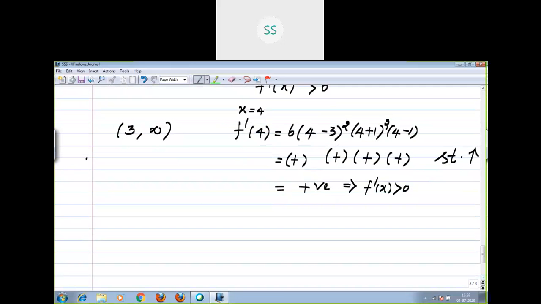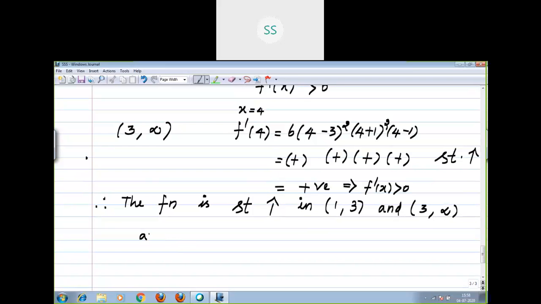Therefore, the function is strictly increasing in 1 comma 3 and 3 comma infinity, and strictly decreasing in minus infinity to minus 1 and minus 1 comma 1, right?